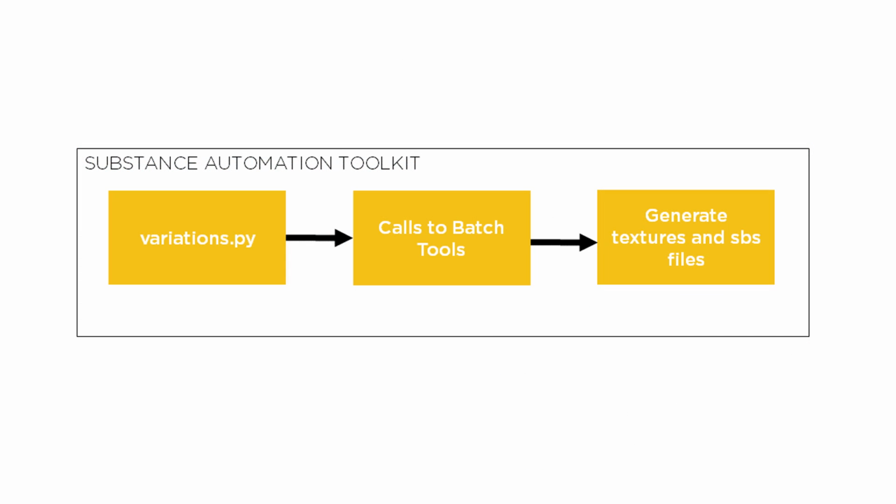In this example, we created an automatic process for generating multiple variations of a single substance. The variations script was used to set up the randomization of the input parameters and generate a series of calls to the batch tools. The batch process then rendered the textures and generated the substance files.